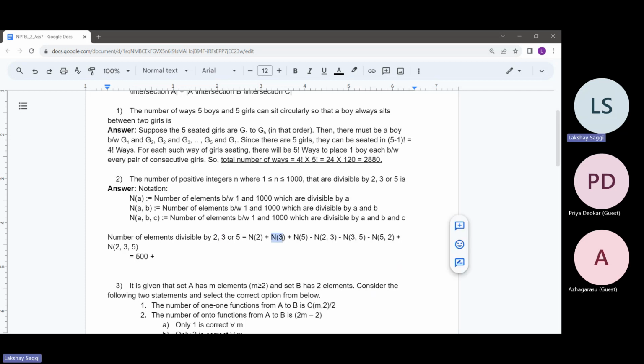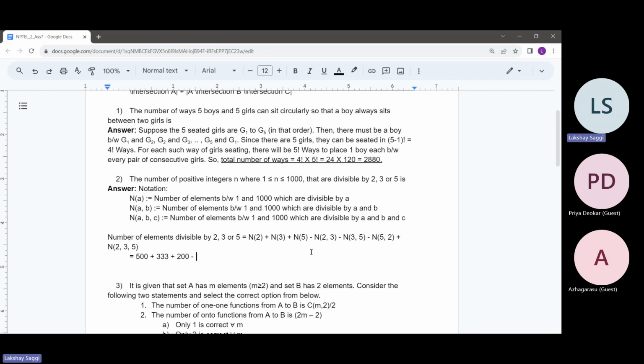Similarly, n of 3 will be the number of elements between 1 and 1000 which are divisible by 3. 1000 divided by 3 is not an integer, it is something like 333.3, so the greatest integer function will be 333 only. And similarly, n of 5 will be 1000 by 5, which is 200.